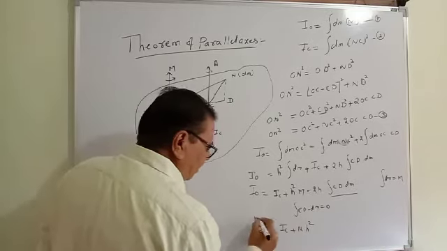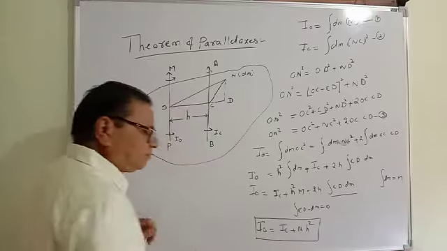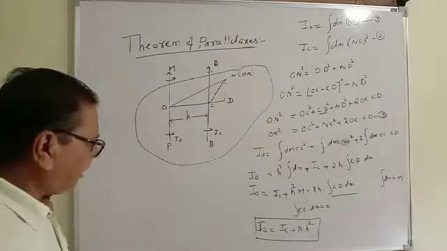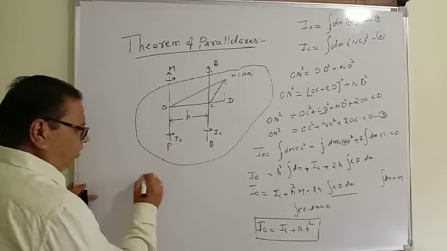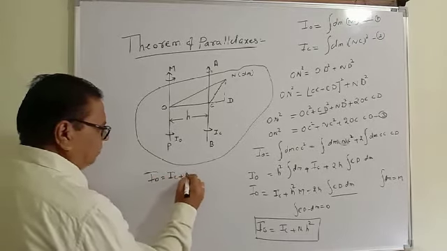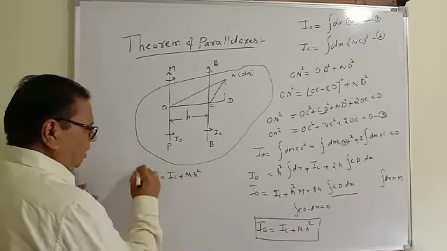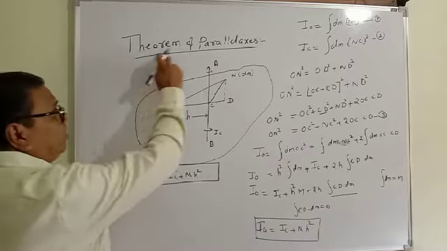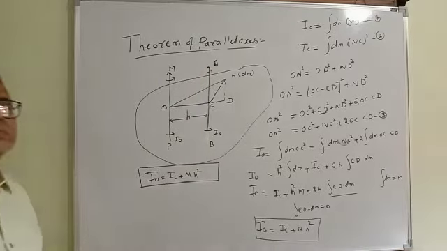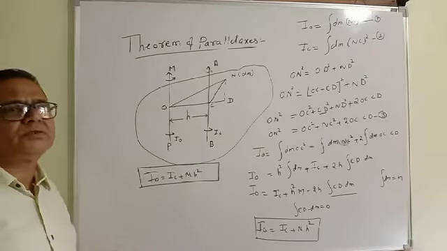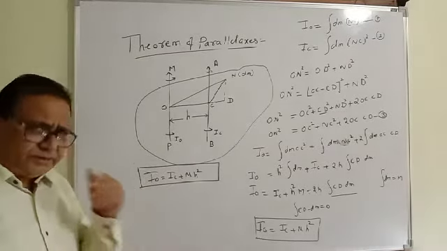What is M? M is the total mass of the body. Or we can write IO is equal to IC plus M H square. It is the mathematical statement of the theorem of parallel axes. Then what does it state?